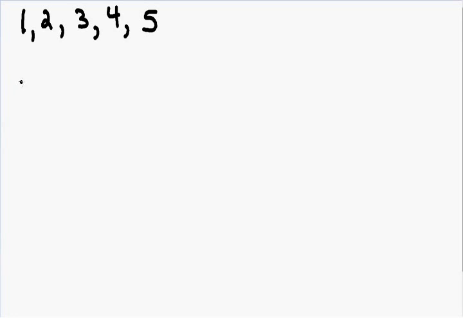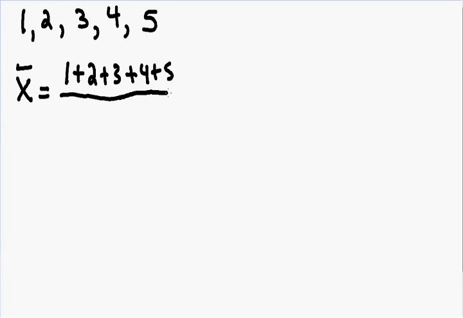Now, the average or the mean I always write with an x with a bar over the x, and that is equal to all the numbers added together, 1 plus 2 plus 3 plus 4 plus 5, and then you've got to divide by the total amount of numbers. We have five numbers in the data set, so we have to divide by 5. And that is equal to 3.